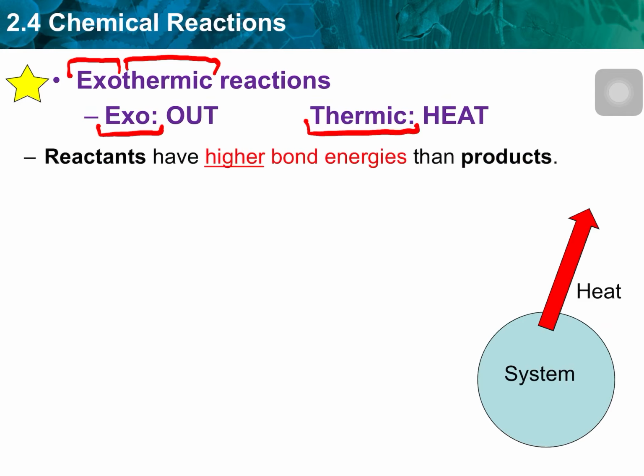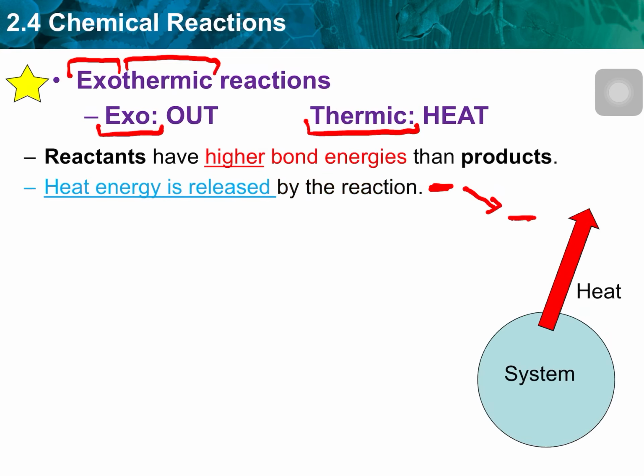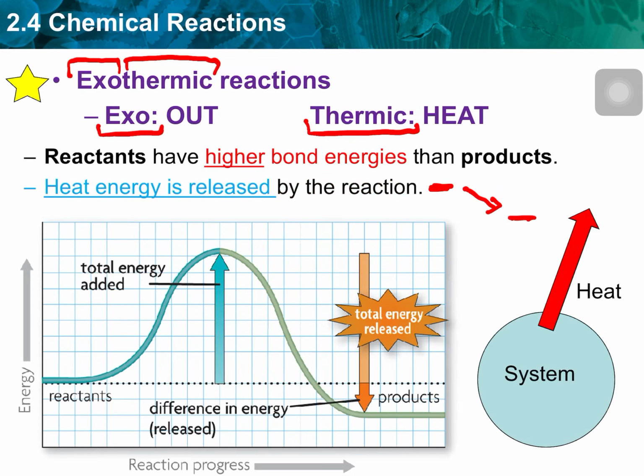That means that our reactants are going to have higher energies than our products, okay? So our reactants have a lot of energy, and it's going to lose it. It's going out of it. The heat energy is released.